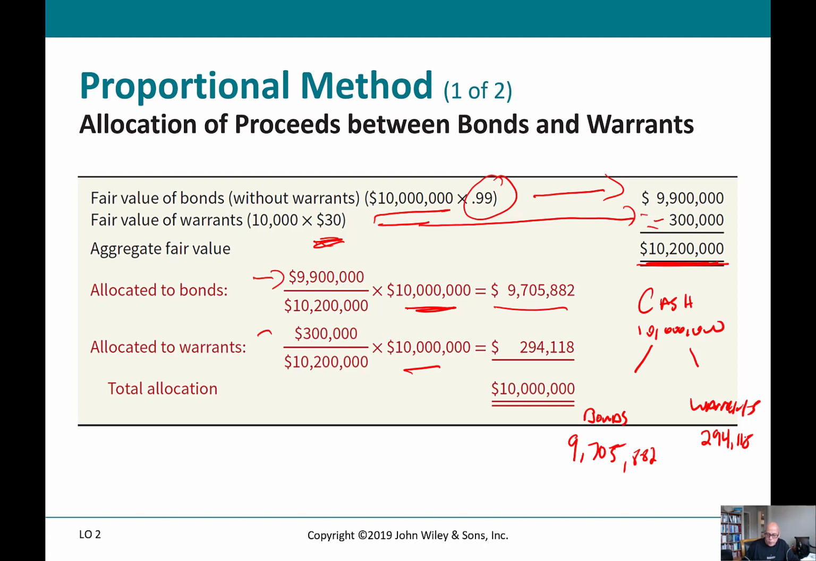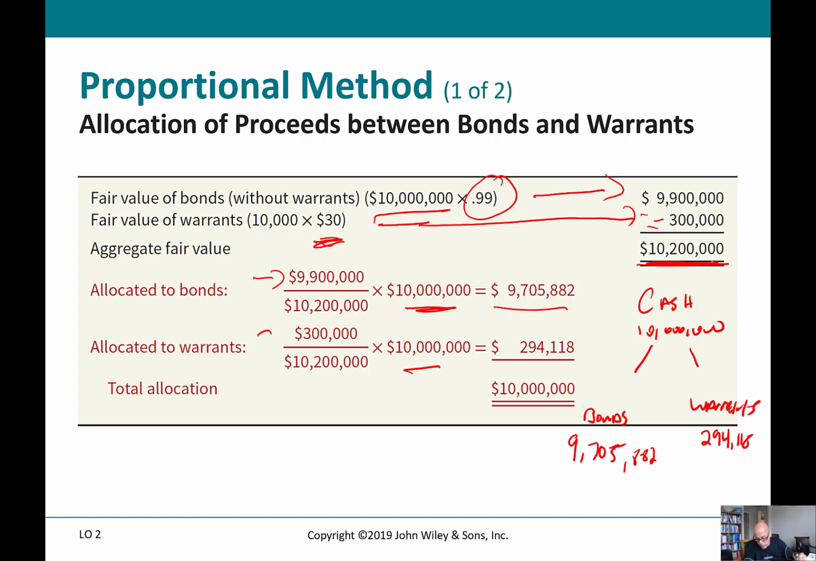using the proportional method, basically leveraging off the market value of each respective item, and then I allocated that purchase price. It's almost like back in whatever chapter it was where, remember, we bought land that had a building, and we had to allocate how much of the purchase price went to the land, how much went to the building. We used the relative appraised values. Same kind of thing that we're doing here, allocating the purchase price between the warrants and the bonds.